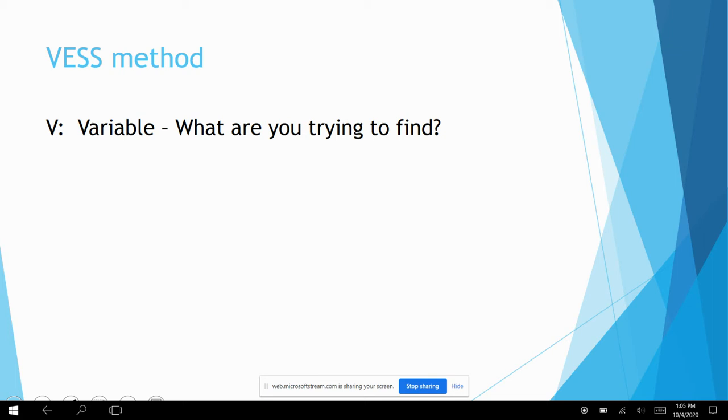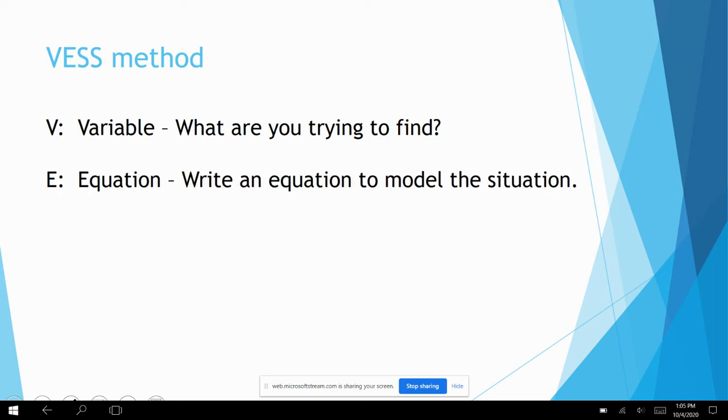So the first thing we need to look at, the V stands for variable. So this is what you're trying to find. Oftentimes this is going to be found in the question because it's ultimately going to be what the question is asking you for. Then using that information we have in the problem, the numerical values that we have, the variable that we've identified, we use this information so we can write an equation to model this situation.